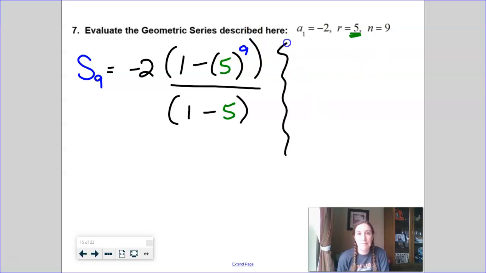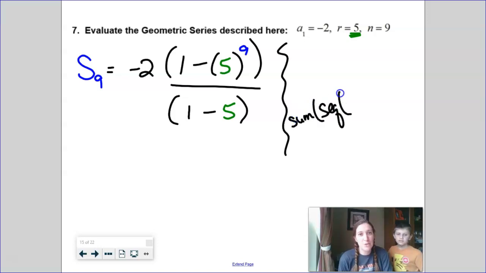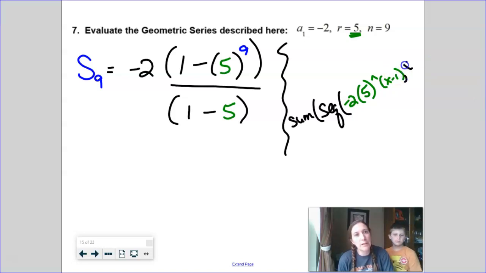If you didn't like that method, you could have done sum of the sequence, which I'll be honest is the way I would have done this question. So I would have summed the sequence of -2 times r. Remember, your calculator does this weird thing, x minus 1 power. X, comma, 1, comma 9.